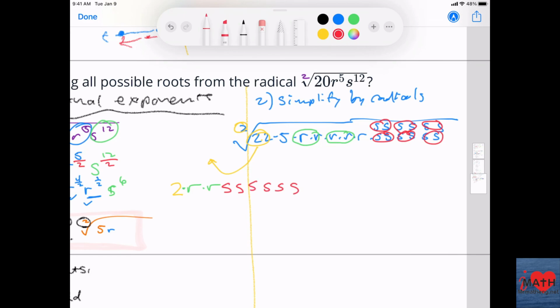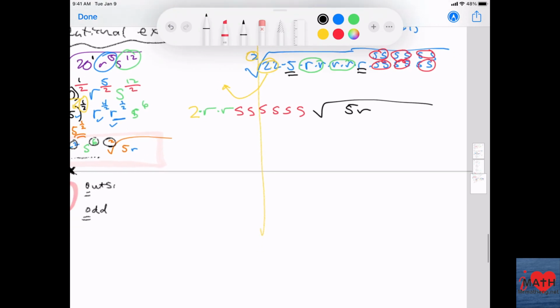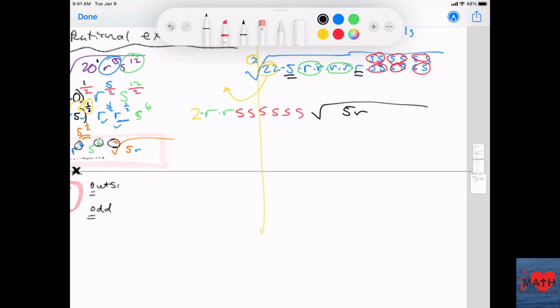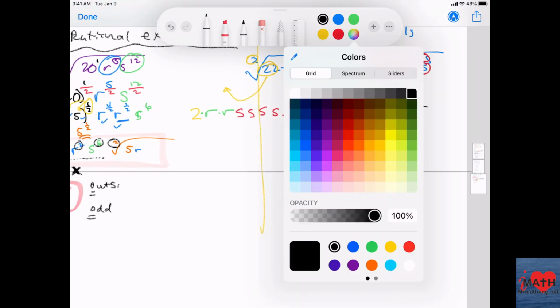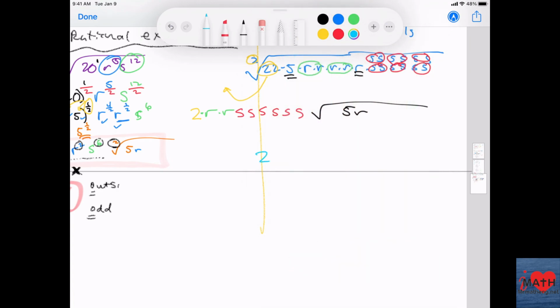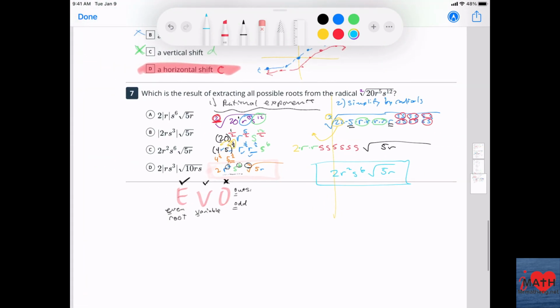Then you go back and see who can come out. That was the 2 and the r. You just clean this up and you would get 2r squared, s to the 6, and then you would apply EVO. The best answer is C. So that was quiz corrections for quiz number 11. We'll see you guys. Bye-bye.